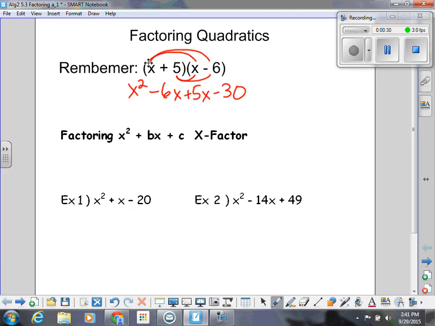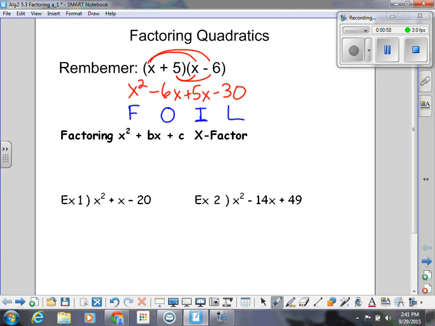This first term, x squared, came about because those were the first two numbers that we multiplied, the x times x. Those were each first in each parenthesis. This was O for the outer ones, the outermost ones, x and negative 6. I for inner, the innermost ones that are closest together, 5 times x got multiplied. And then L for last, the last numbers in each parenthesis got multiplied together to give us negative 30.